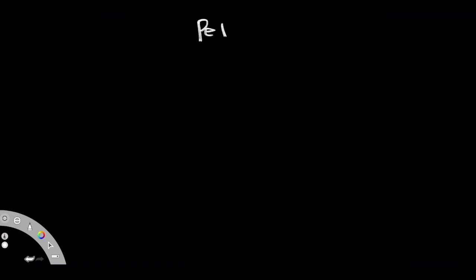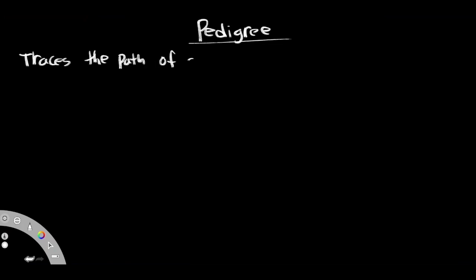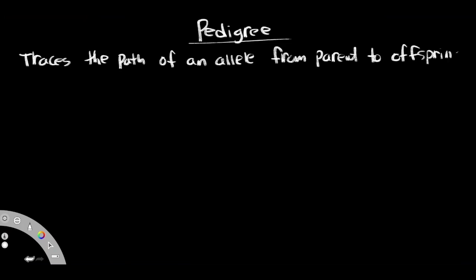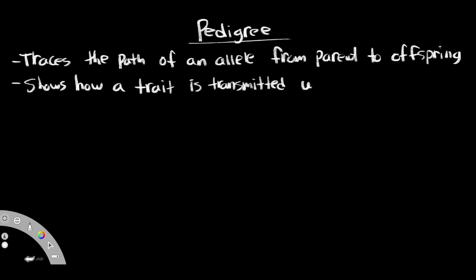So what is a pedigree? It traces the path of an allele from parents to offspring. So it literally is a family tree. It shows how a trait is transmitted within a family over generations.